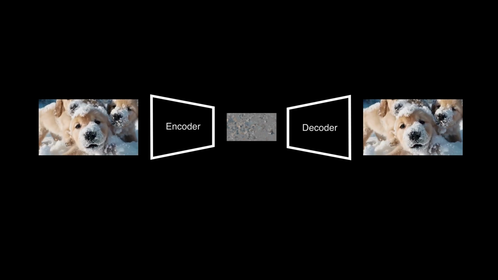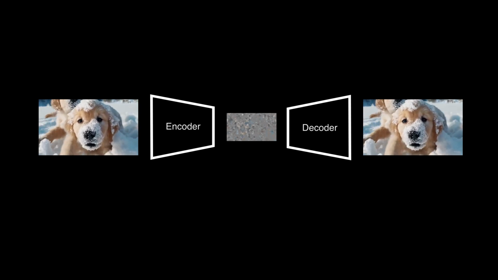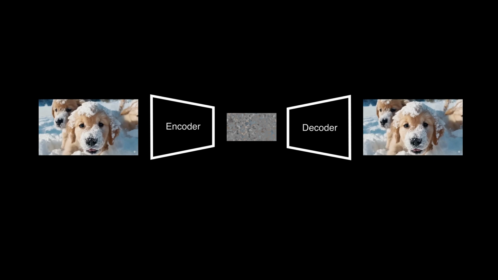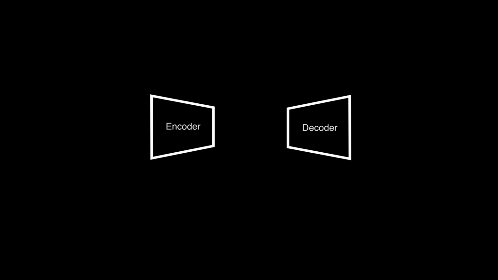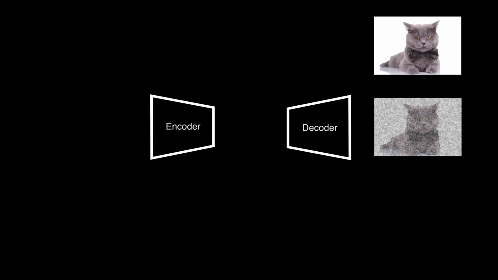Working alongside the encoder is the decoder, and the decoder's job is to reconstruct the original data from the compact representation. To train this model, we pass our input data through the encoder, which compresses it. This compressed data is then passed to the decoder, which decompresses it and generates an output. This output is compared to the original input to calculate reconstruction loss. This loss measures how different the reconstructed data is from the original data.